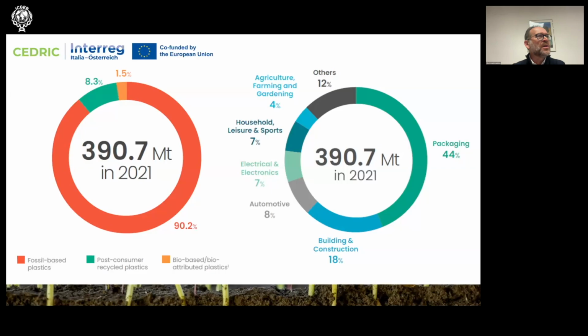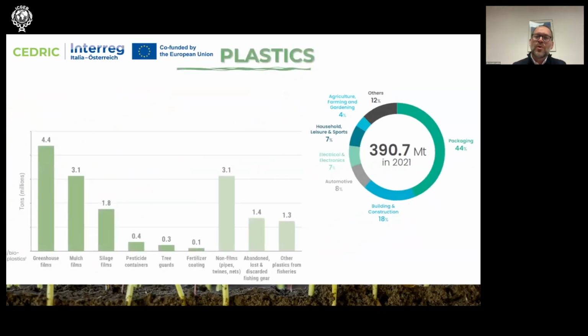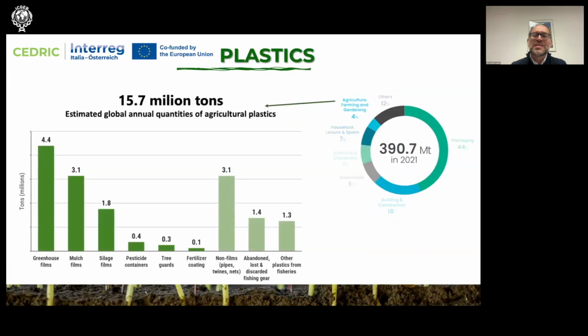So this number could appear very small, a very little amount of plastic that is used in agriculture. But if you go more in depth with this number, we can see that the amount of plastic used in agriculture is estimated at about 60 million tons. That is a large amount of plastic. And of these, about 20% is used as mulch films.